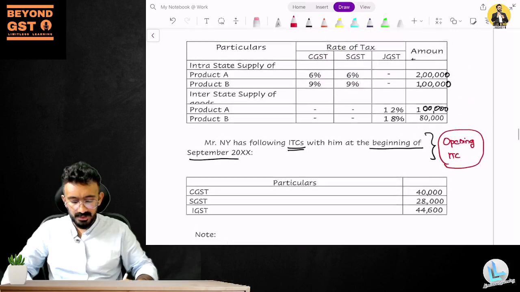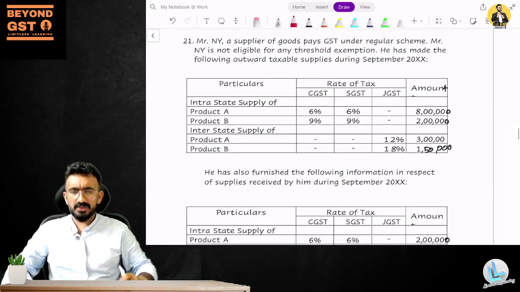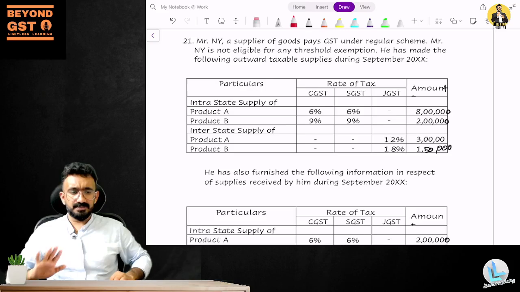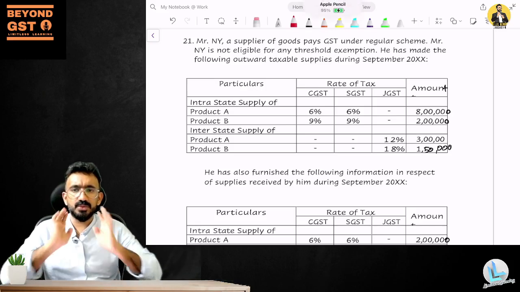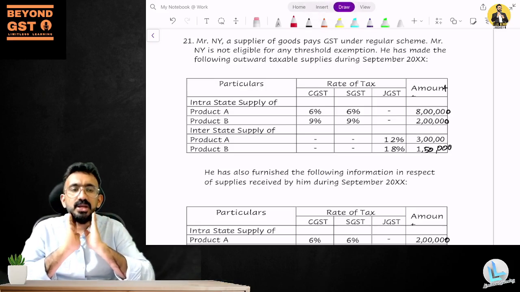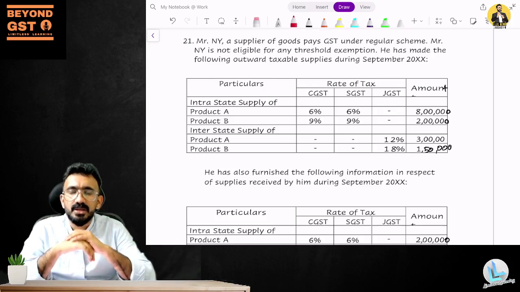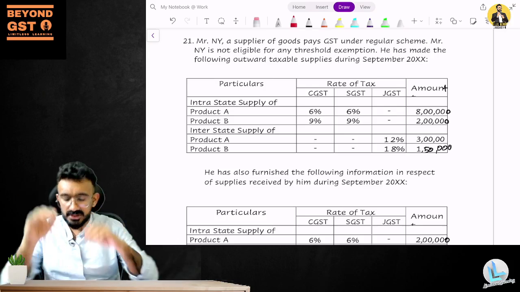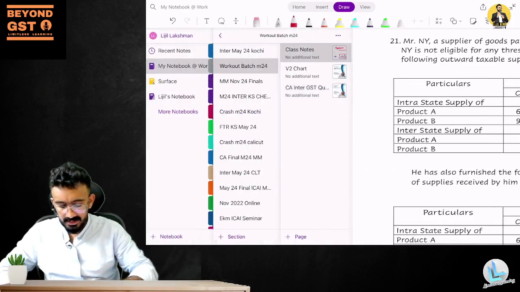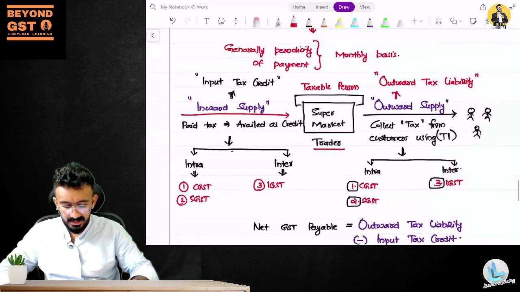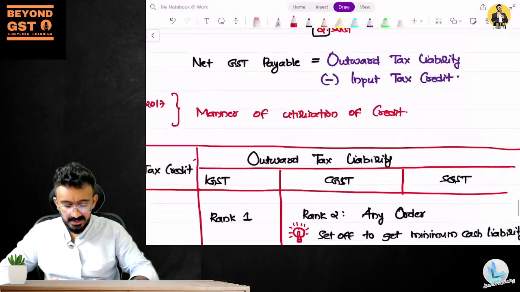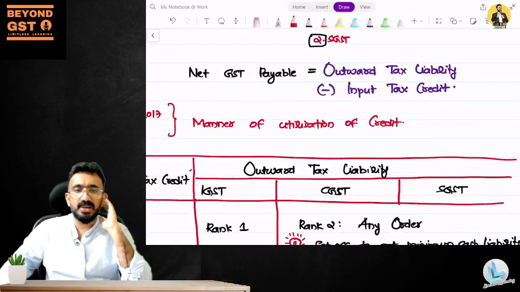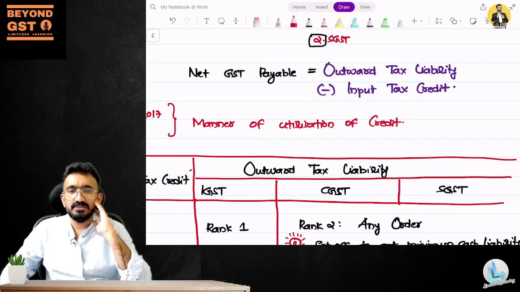Okay, how do I approach a question like this? This is a vanilla question, very simple and straightforward, wherein we compute net GST payable. I need to compute it in 3 different steps. Do you remember in our notes we have written, net GST payable is nothing but outward tax liability minus input tax credit, right?